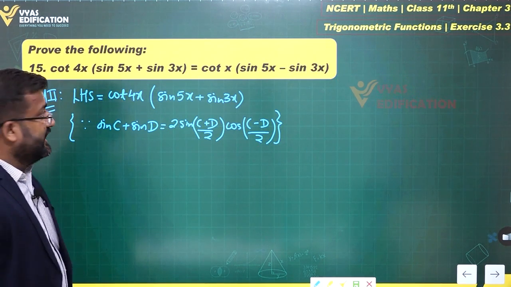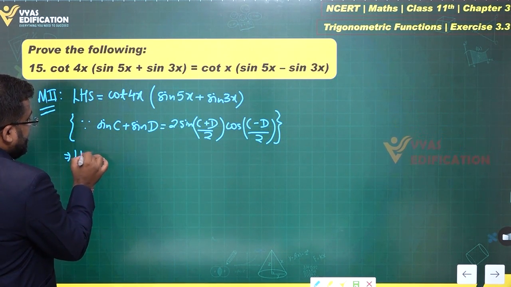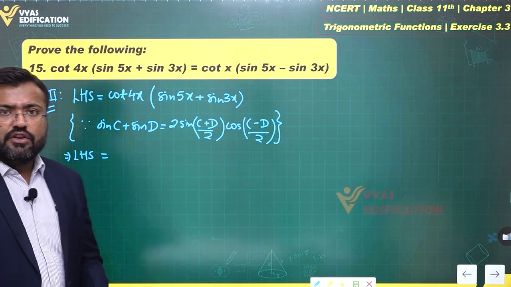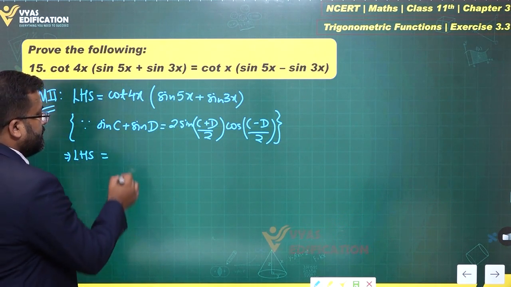Yes. This is the identity. So which gives me LHS will be equal to what? The cot 4x will remain as it is. Yes.